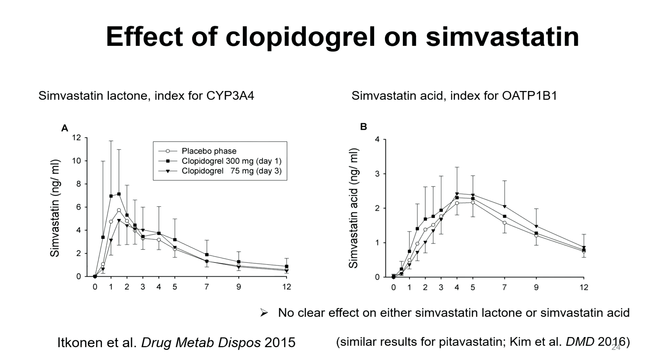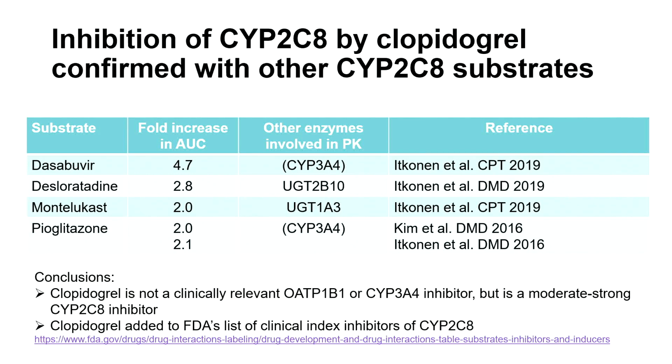Similar results were gained by Professor Tsukiyama's group on pitavastatin. So it would seem that the effect on OATP1B1 is very limited. And we went on to do some other studies with CYP2C8 substrates, showing clear changes in AUC of these CYP2C8 substrates. And the conclusion here really is that clopidogrel is not a clinically relevant OATP1B1 or CYP3A4 inhibitor, but a moderate to strong CYP2C8 inhibitor.